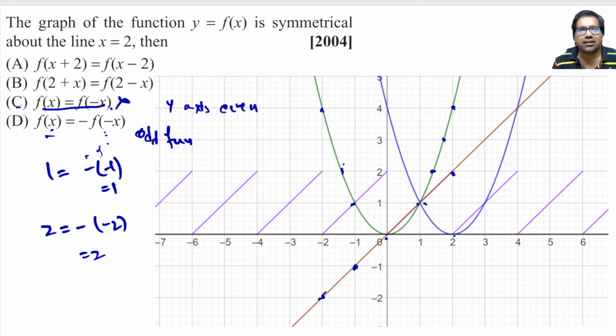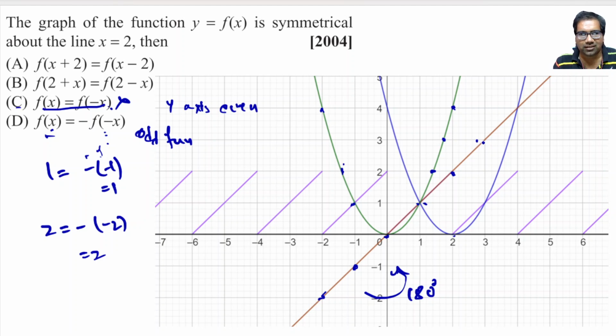Odd function. What does that mean? It is symmetric with respect to the origin. f of x should be equal to minus of f of minus x. If you rotate this graph 180 degrees, you will still get the same graph. That is symmetry about the origin.